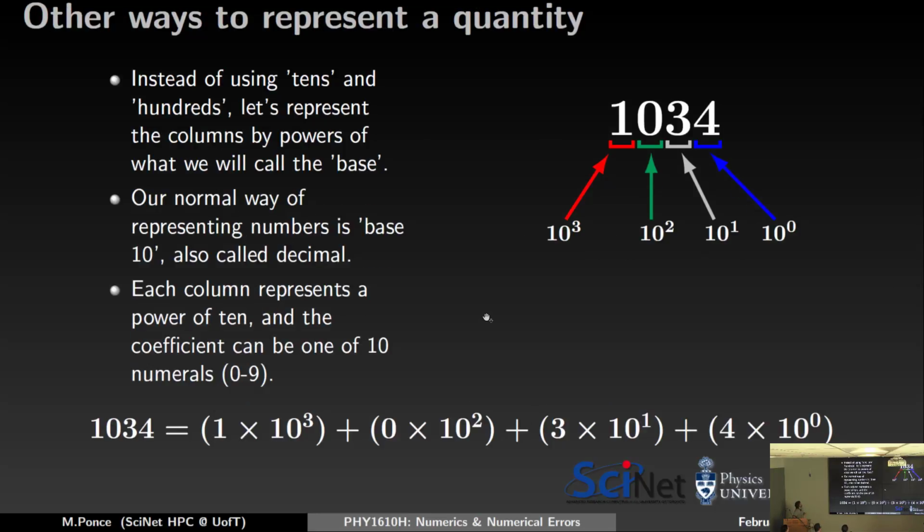Now, another way to represent this is in powers of 10, because basically what we are using here is the decimal system, right? We are using digits that go between 0 and 9, so the number before the base that we are using, and then powers of the base, powers of 10 in this case, to represent the different columns. So 1000 I can write as 10 to the 3, 100 as 10 to the 2, 10 as 10 to the 1, and 1 as 10 to the 0. Okay, nothing groundbreaking here, but just to make contact with this.